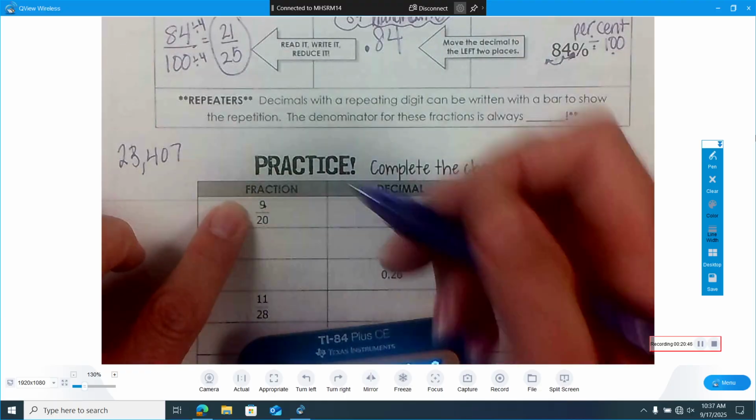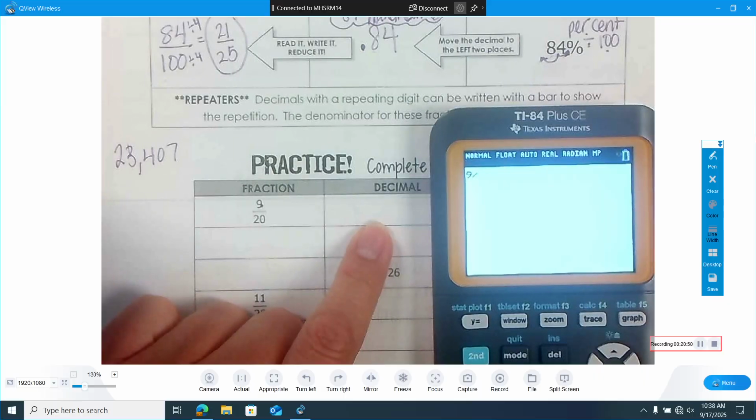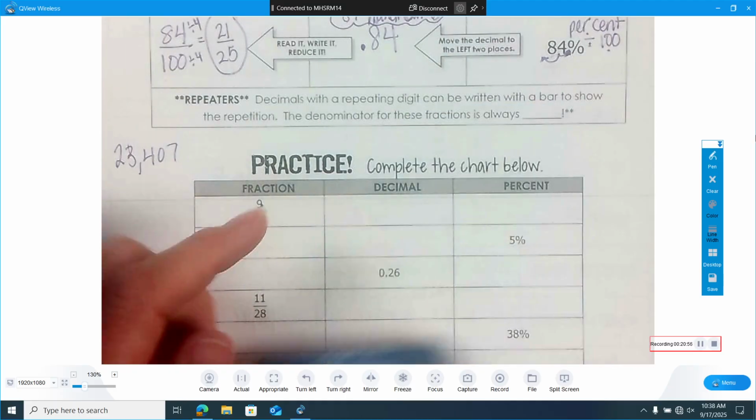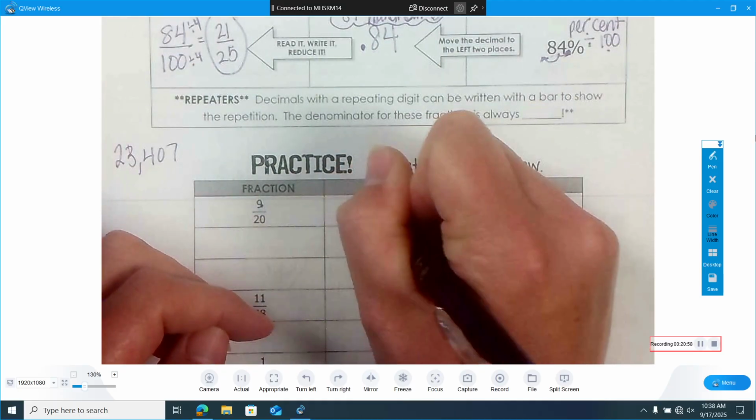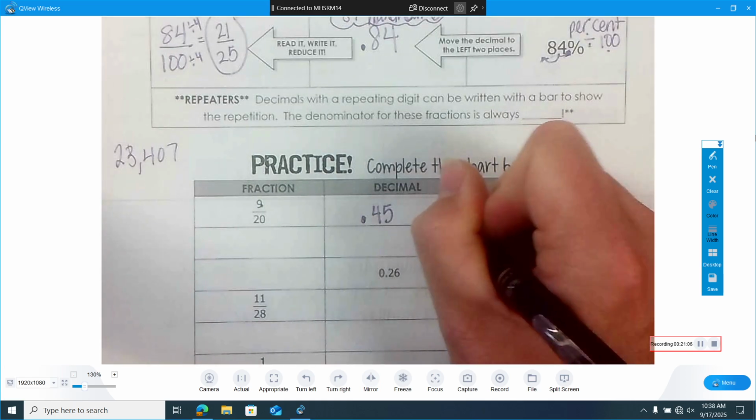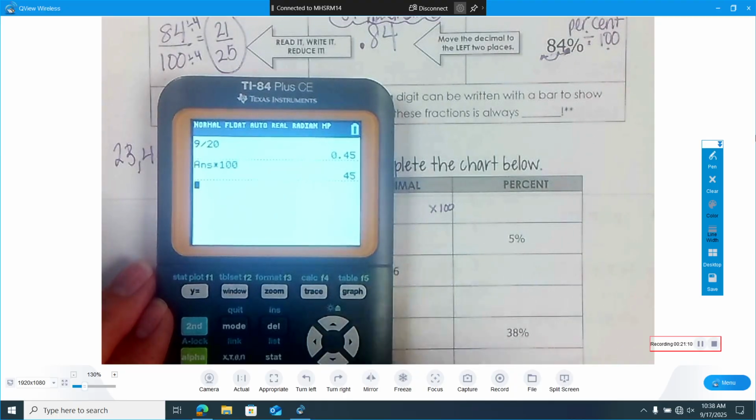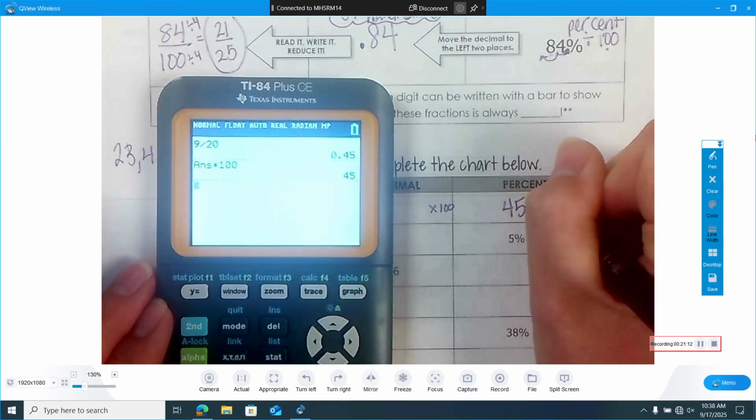9 divided by 20, sure. So in our calculators, will you use your calculator right now? 9 divided by 20. I want you to follow along. Make sure you know how to do it. And we get 0.45, okay? And then how am I going to turn that into a percent? Yeah, times by 100. And so I'm just going to multiply that by 100, and I get 45%.